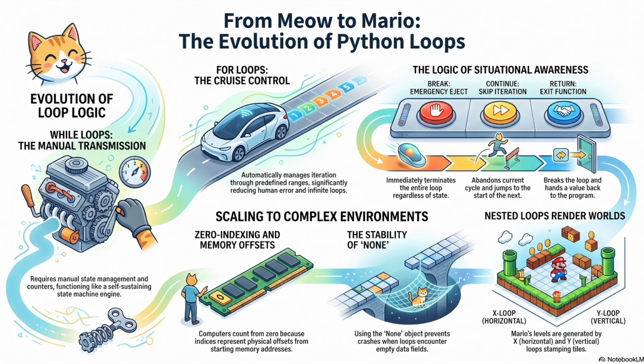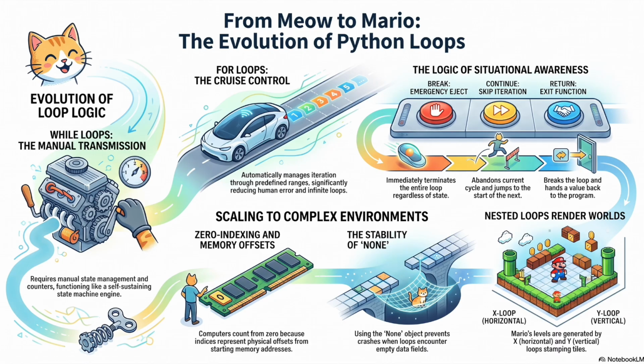The most aggressive of the 3 is break. Okay. When the loop encounters the break keyword, it acts as an emergency eject system. It immediately terminates the loop entirely, regardless of whether there are still items left in the range or if the while condition is still true. The execution jumps completely out of the loop construct.